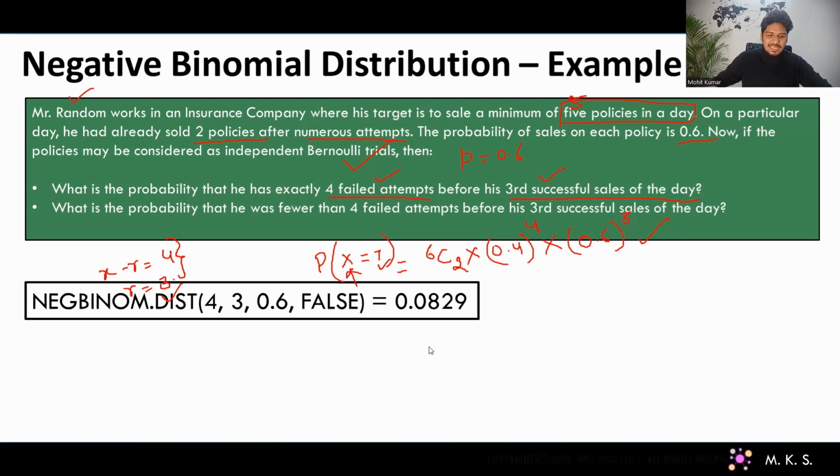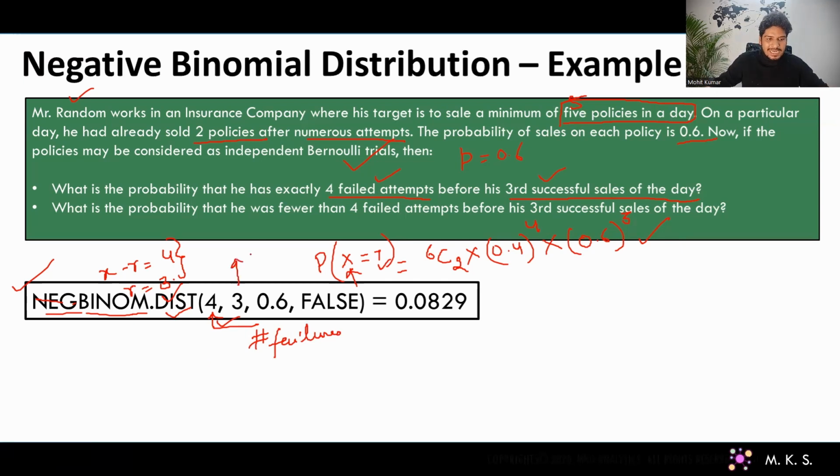Now in the case of Excel, what's the formula you have to use? I'll just quickly explain this. We have NEGBINOM.DIST, the same kind of formula you had for binomial distribution, without NEG, that we discussed in our last video. So NEGBINOM.DIST has different arguments which need to be passed. Your first argument should be the number of failures, right? So this is the formula we are using in Excel.